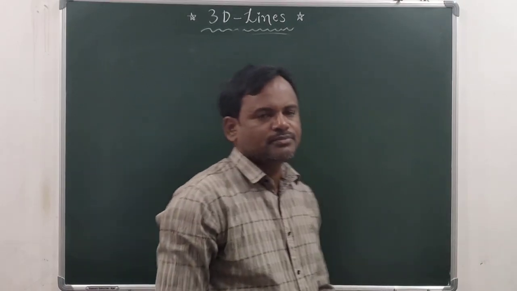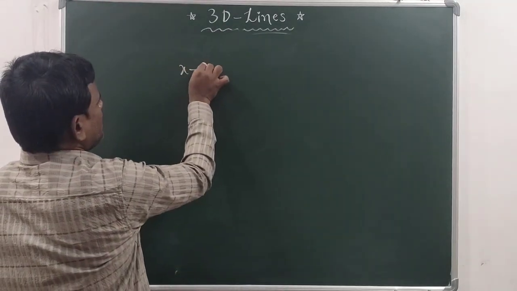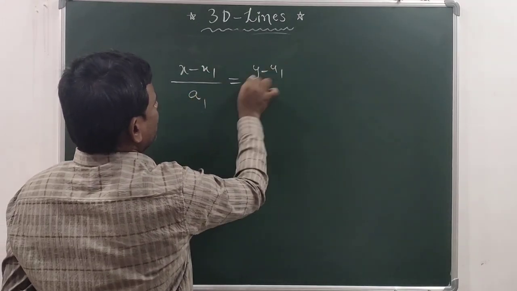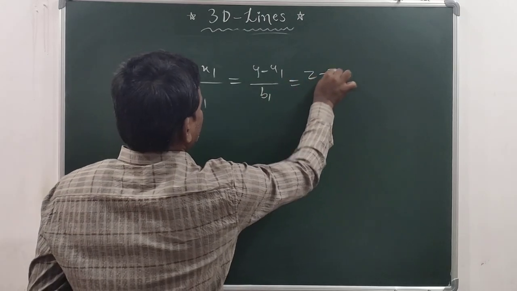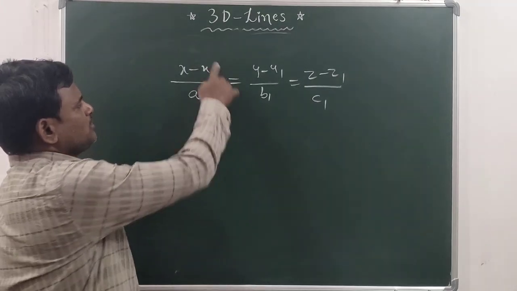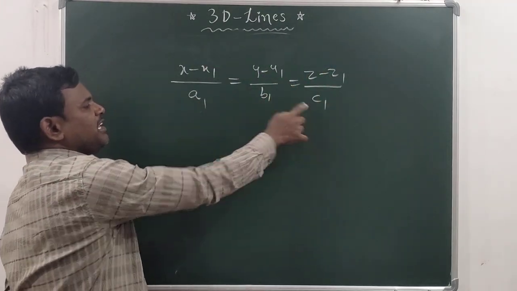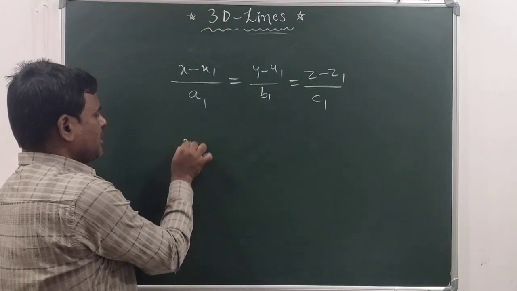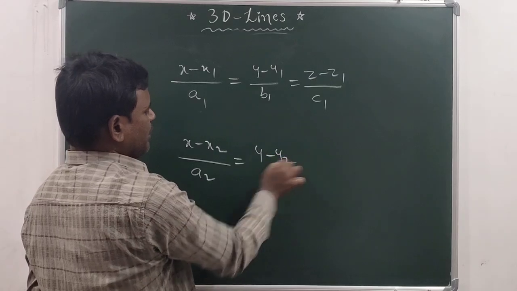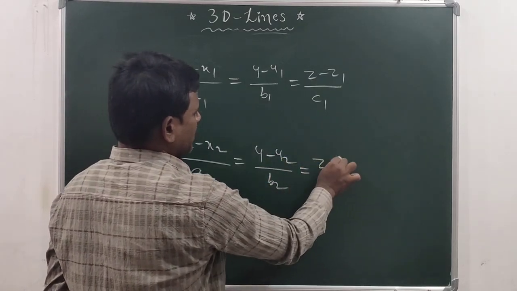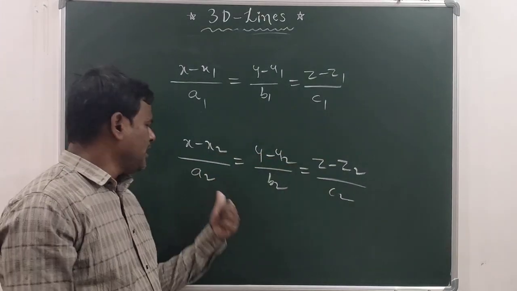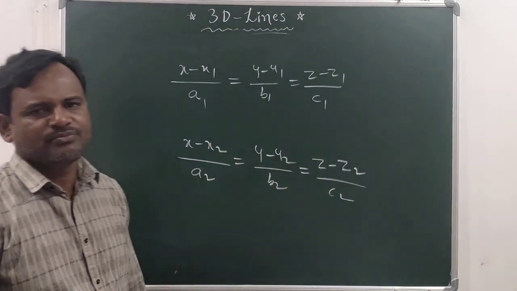Angle between the two lines. See, x minus x1 by a1, y minus y1 by b1, z minus z1 by c1. This is one line equation which is passing through a point x1, y1, z1 and having DRs a1, b1, c1. Here one more line is given, x minus x2 by a2, y minus y2 by b2 and z minus z2 by c2. So it is passing through a point x2, y2, z2 and having DRs a2, b2, c2.